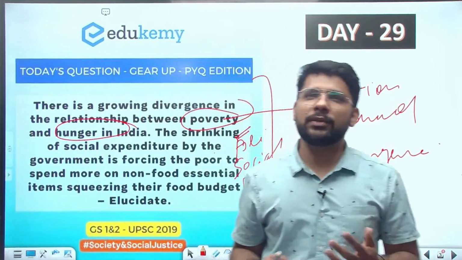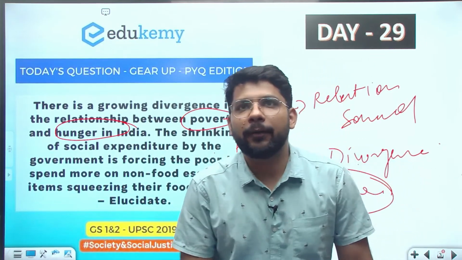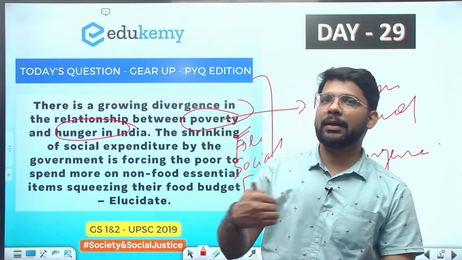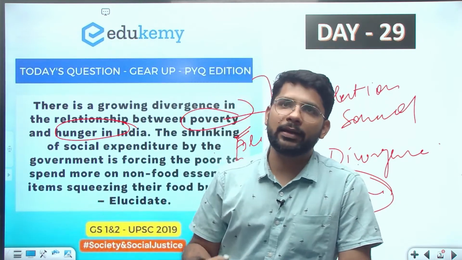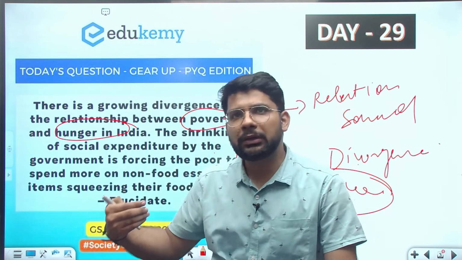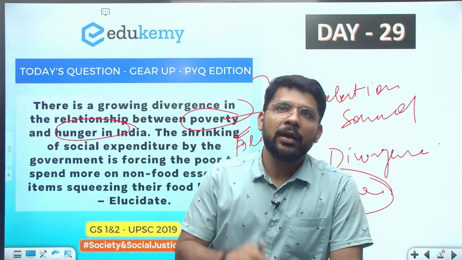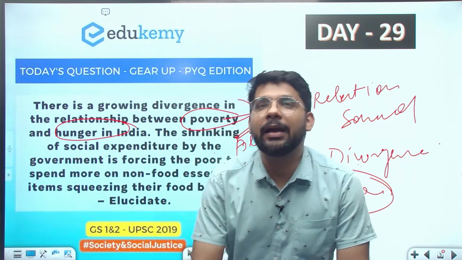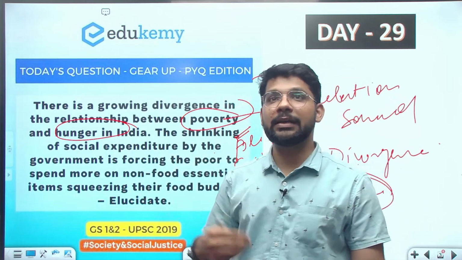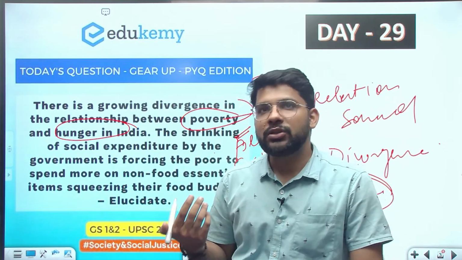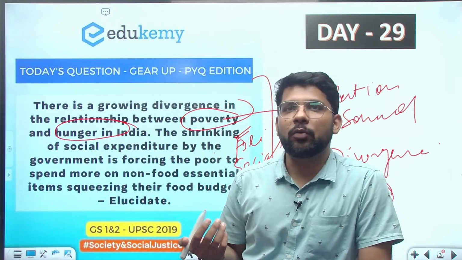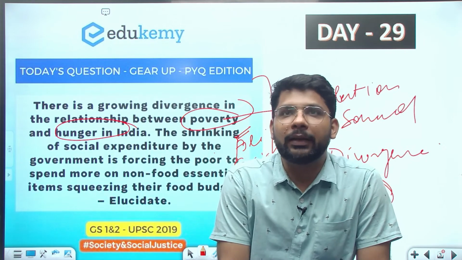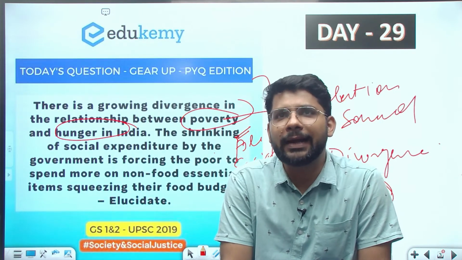We can start the introduction with the divergence between poverty and hunger. For the last 20-30 years, poverty has been decreasing in the country. We can also provide data here. It has decreased from 50% to 17-18% in the urban area, and in the rural area it has decreased up to 33%. But the incidence of hunger is increasing in the country. We can also mention the Global Hunger Index report, in which India is below many lower developing countries. So we can write this in the introduction.